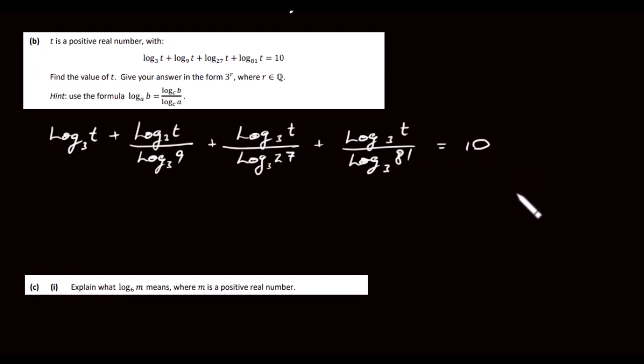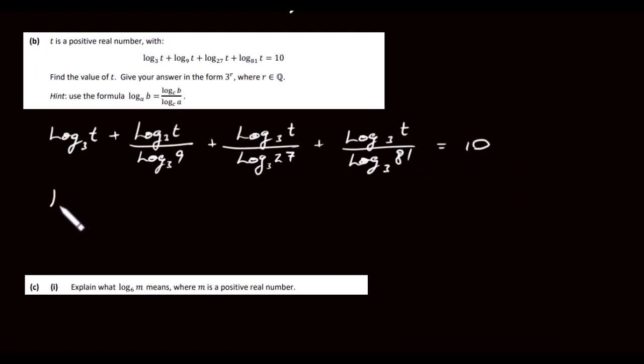Plus log t to the base 3 over log 27 to the base 3, plus log t to the base 3 again over log 81 to the base 3. All of that is equal to 10.